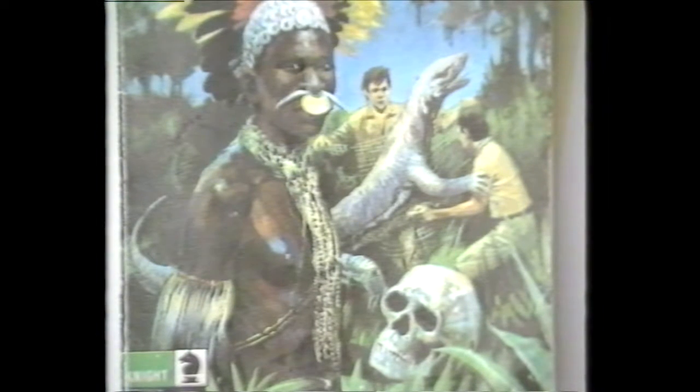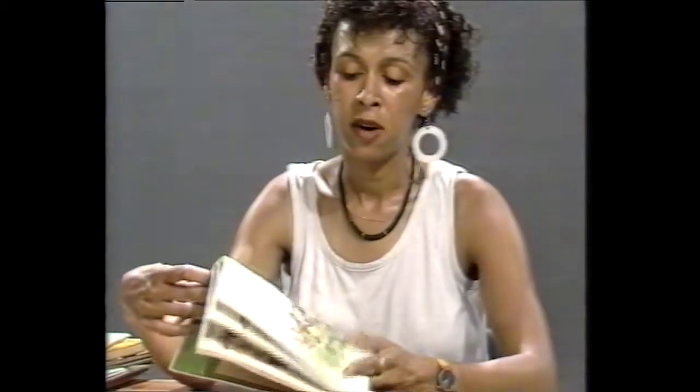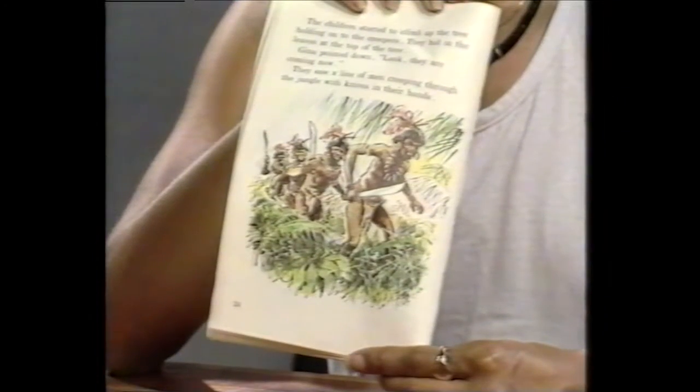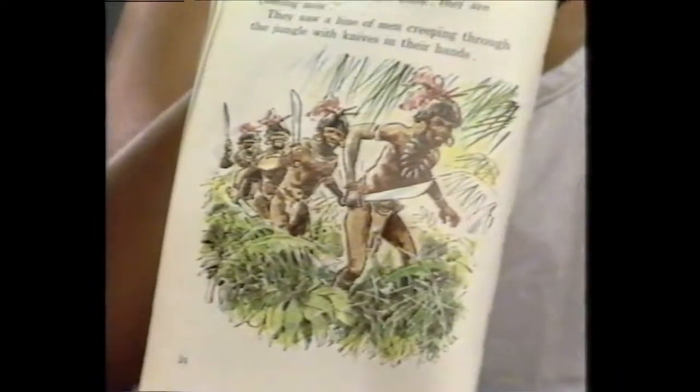And then again for younger children, this story again puts forward this idea that black people are spear-wielding savages who have nothing else on their minds but to murder and harass white people.